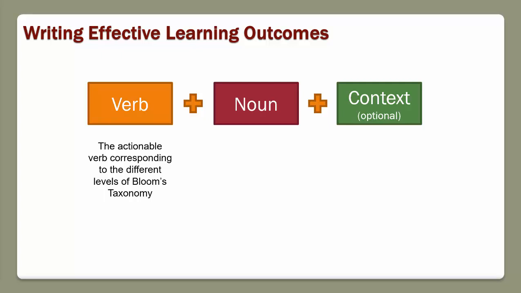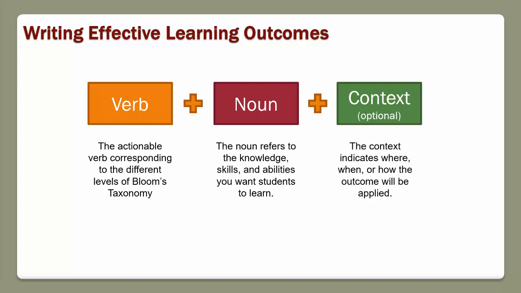The verb is the actionable piece of the formula that corresponds to different levels of Bloom's taxonomy. The noun refers to the knowledge, the skills, and the abilities that you want students to learn. And then the context indicates where, when, or how the outcome will be applied.